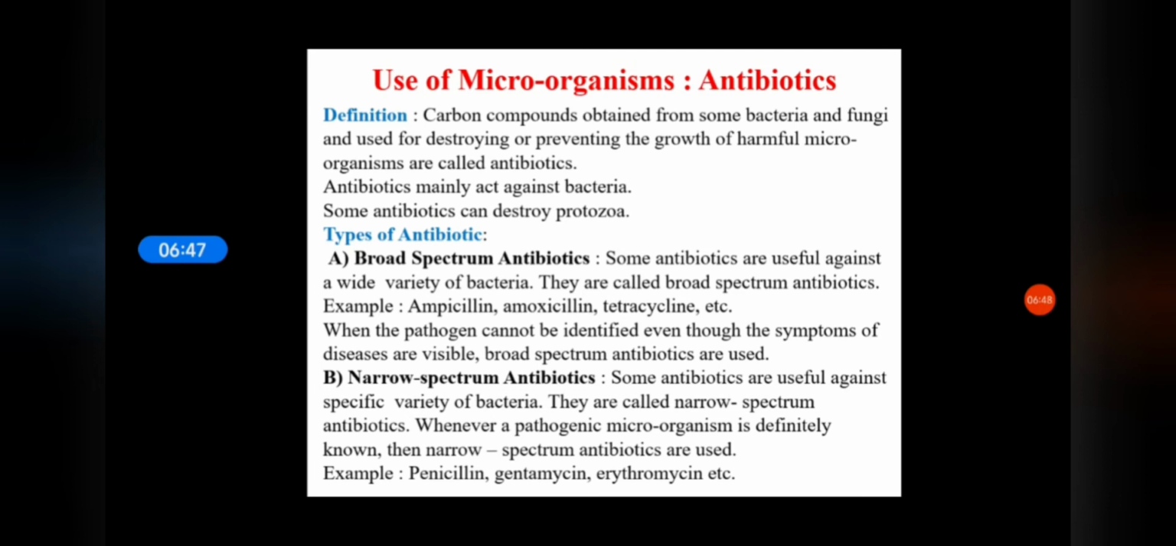The second type is narrow spectrum antibiotics. Some antibiotics are useful against a specific variety of bacteria, and they are called narrow spectrum antibiotics. Whenever a pathogenic microorganism is definitely known, the narrow spectrum antibiotics are useful. Examples: penicillin, gentamicin, and erythromycin, etc.